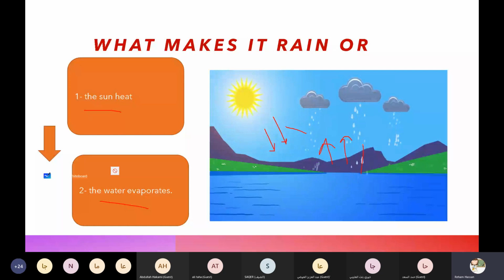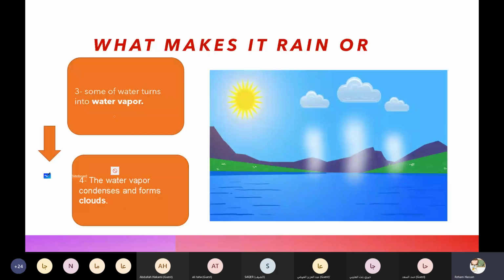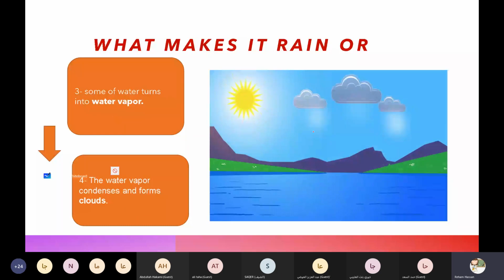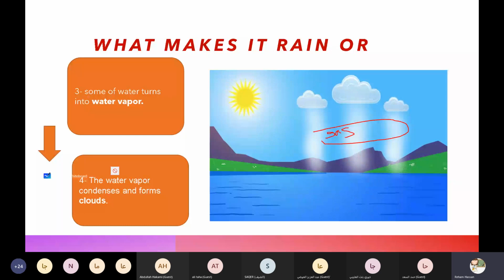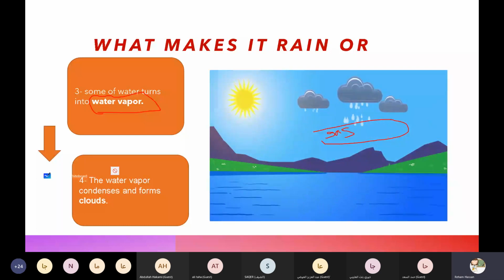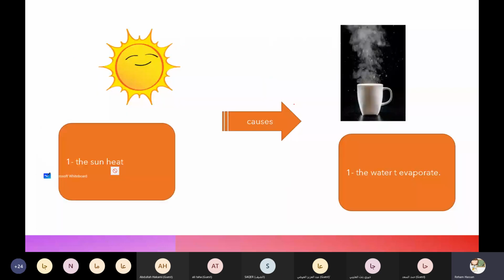Number 3, this water is now in the form of water vapor. It's a gas, and this gas is called water vapor. Water vapor is when the water turns into gas in the air. Number 4, this water vapor will condense and form the clouds, and the clouds will give us the precipitation, okay?